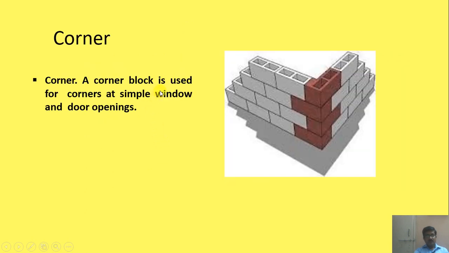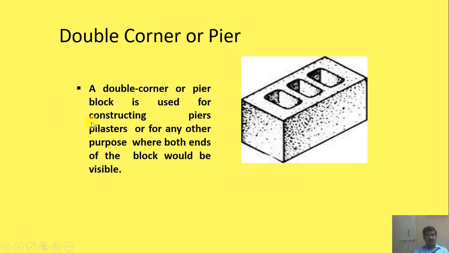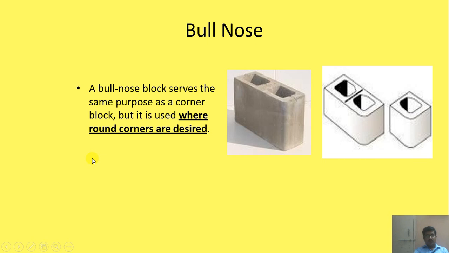Corner: a corner block is used for corners at a simple window or a door opening. Okay, so here you can see a double corner or a pier. A double corner or pier block is used for constructing piers in pilasters or for any other purpose where both ends of the block would be visible. Then bull nose, you can see these rounded noses are provided here. A bull nose block serves the same purpose as the corner block, but it is used where round corners are desired.